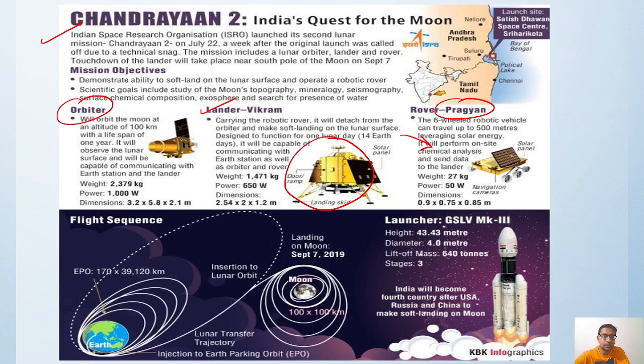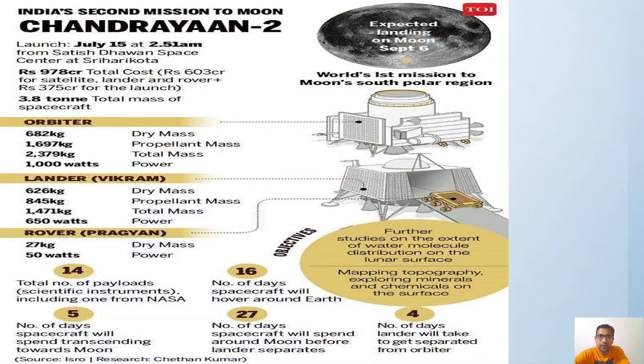In this whole process, the orbiter weighs 2379 kg, the lander has a weight of 1471 kg, and the rover has a weight of 27 kg. Here again we followed a faint trajectory. Slowly we increased the orbit, and after that we inserted it into the orbit of the moon. We sent it through the GSLV Mk3 rocket on September 7, 2019. So this is all about our Chandrayaan 2 mission.